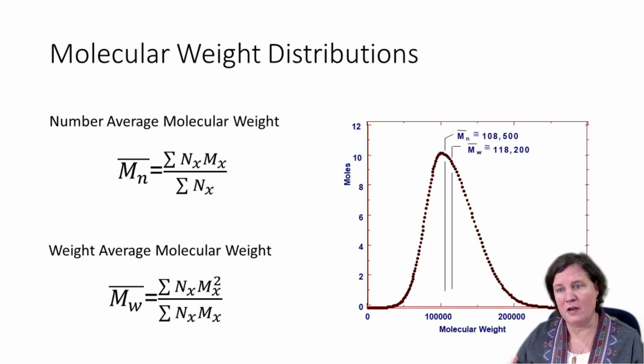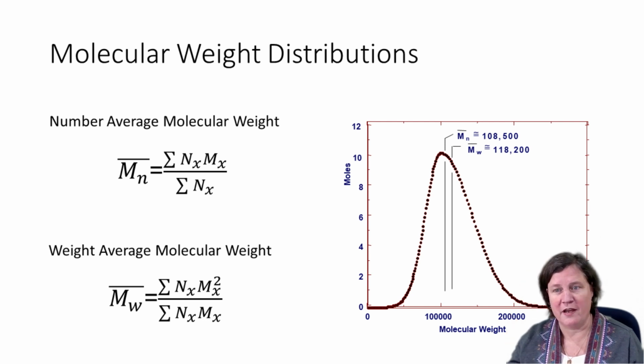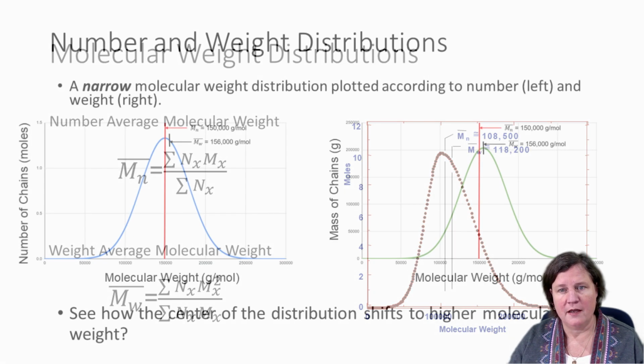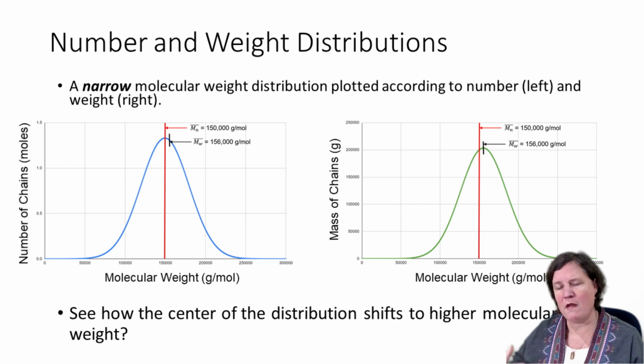In this short video, we're going to focus on molecular weight distributions. But before we do that, let's look at these equations one more time. We've got our number average molecular weight equation here and our weight average down below. And the weight average always skews to a higher molecular weight. And one way to understand how those averages calculate different numbers is with these two plots.